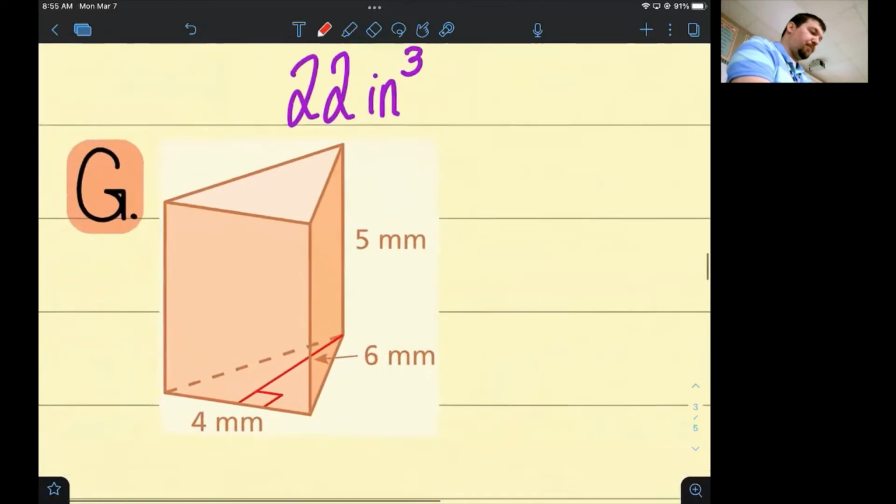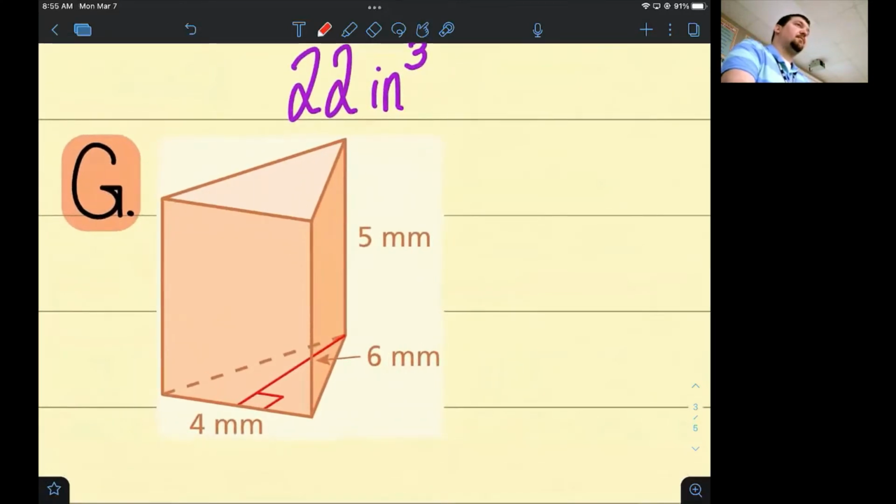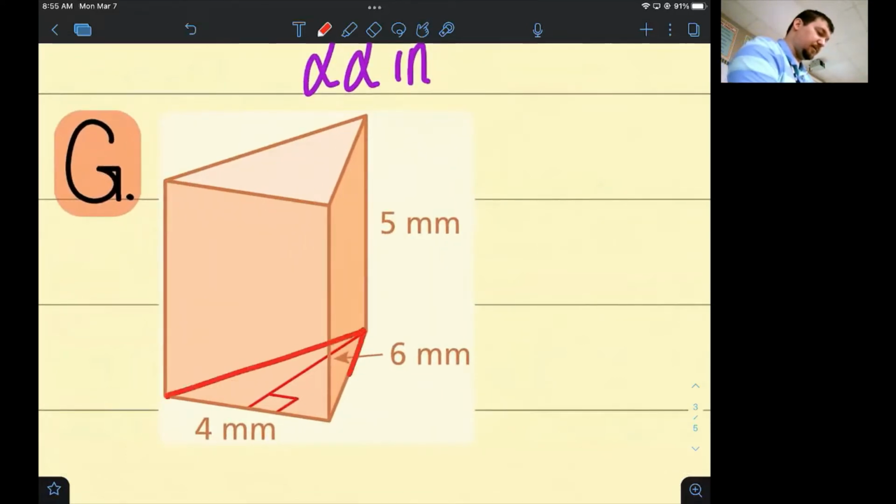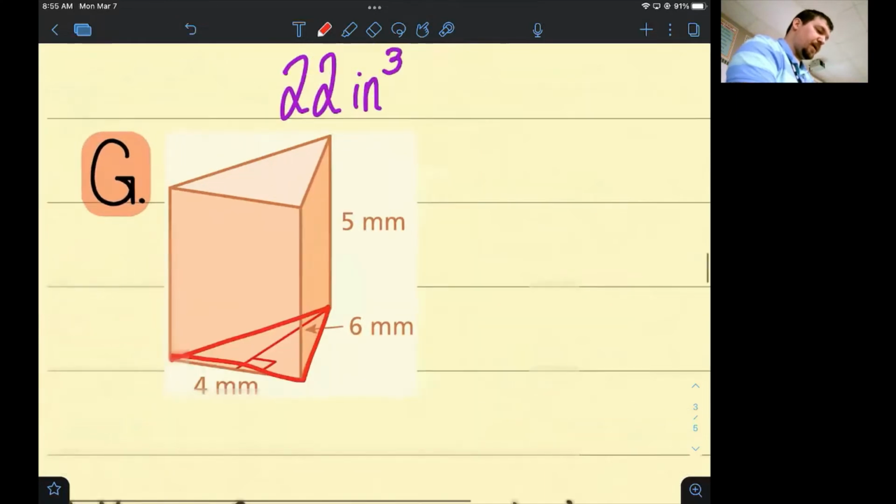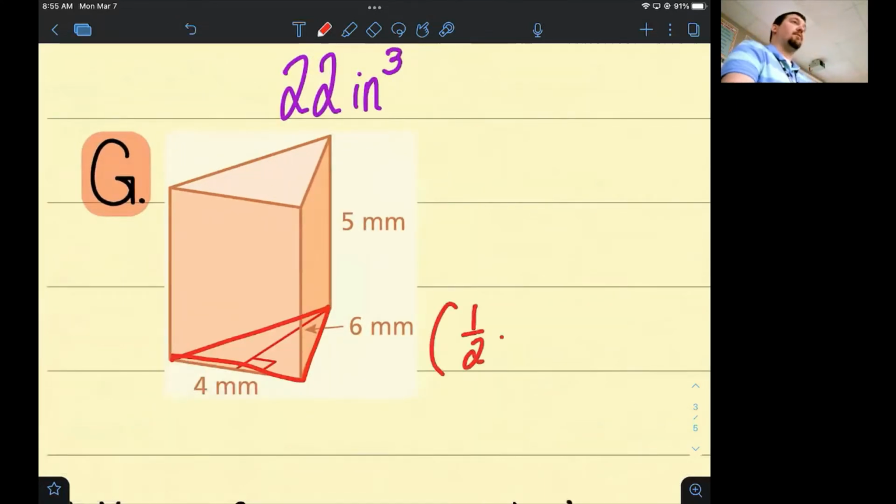Okay. Do you see the triangle base? Is it on the front like it was last time? It's on the bottom. Bases can be on bottom. They can be on the front. They can be wherever they need to be. But if it's a triangular prism, the triangle side, I know for sure is my base. And so there's my base. That base is going to have an area of 1/2 times what 2 numbers? 4 and 6. 4 is base of my triangle. 6 is the height of my triangle.